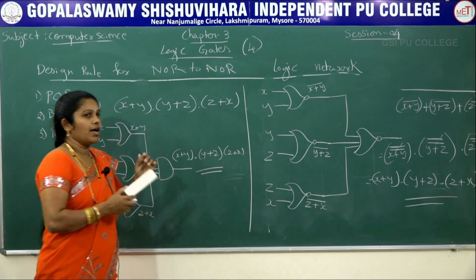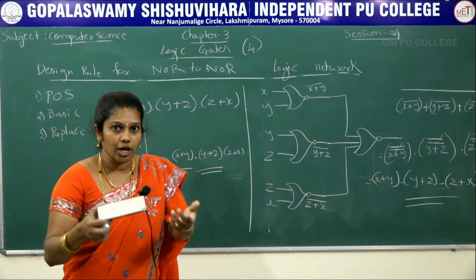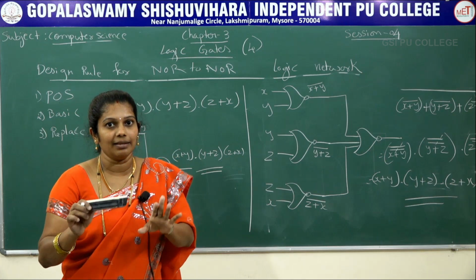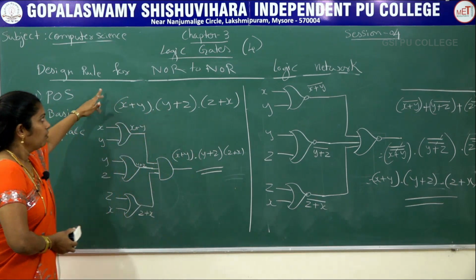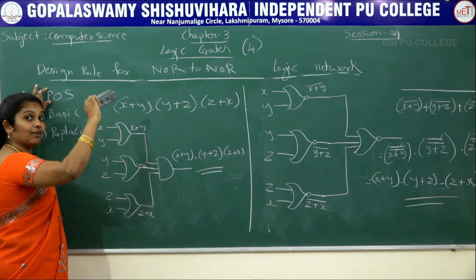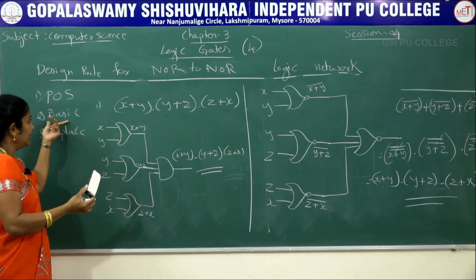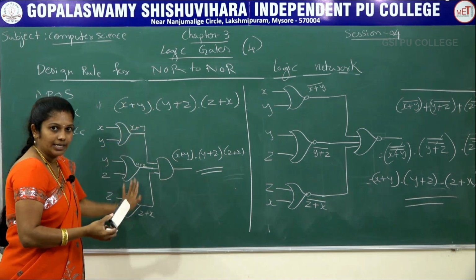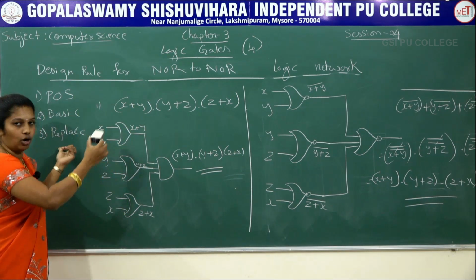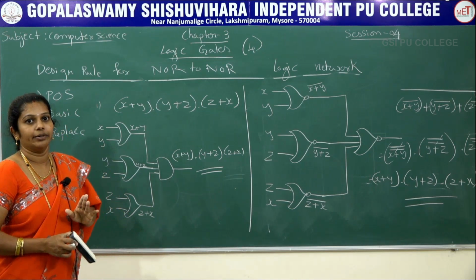It means that by using only NOR gates I can write the circuit diagram. By using only NAND gates also I can write the circuit diagram. But the main thing is you have to follow this rule: for NOR to NOR, product of sum. But for NAND to NAND, it is the reverse, we will get sum of product. First write down the expression by using basic gates, then just replace using NOR or NAND, whichever pattern they have given in the question.